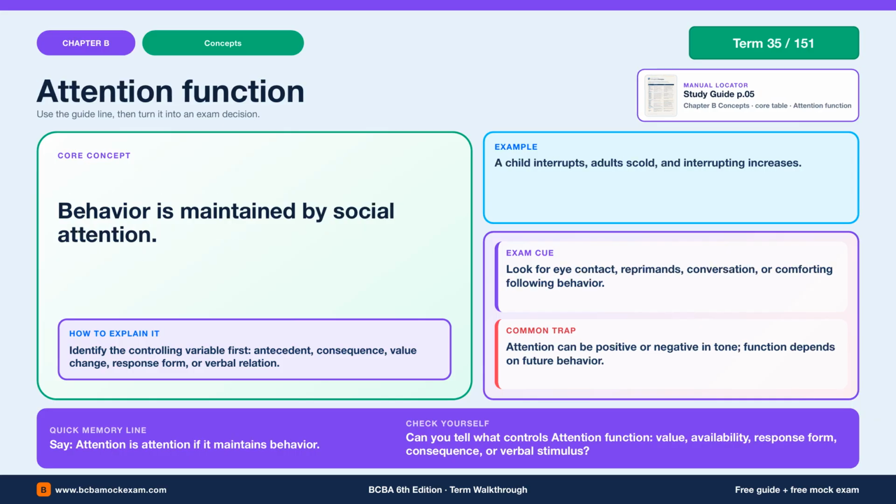Attention function. Attention function means behavior is maintained by social attention. For example, a child interrupts, adults scold, and interrupting increases. The exam cue is eye contact, reprimands, conversation, comforting, or other social response after behavior. The trap is assuming attention has to be positive in tone. Reprimands can still function as attention if they maintain behavior. Memory line: Attention is attention if it maintains behavior.